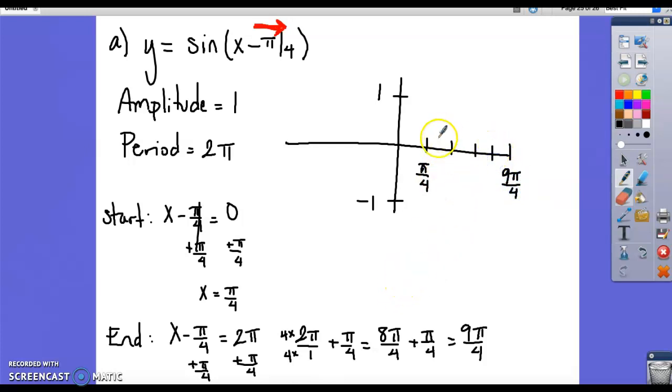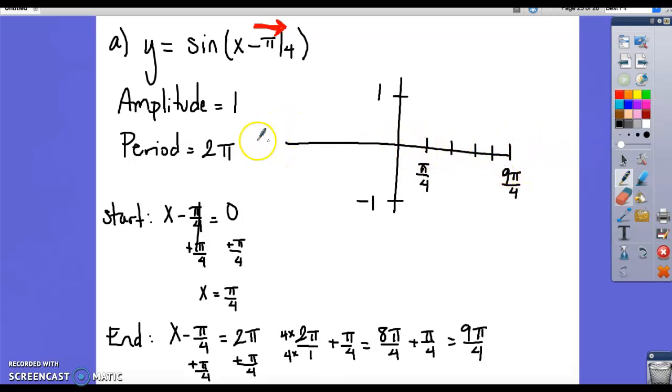Okay, and now I need to figure out the rest of my critical points. The graph of sine goes from negative infinity to positive infinity, so I'm just picking one little period to graph. I could start this wherever I want, I could end it wherever I want, but just so that it's easier, I'm picking pi over 4.